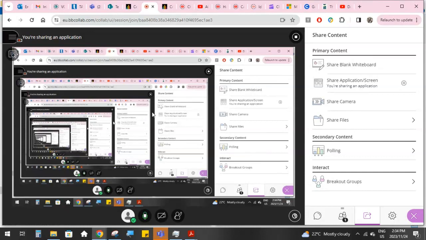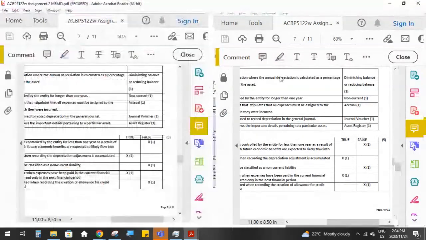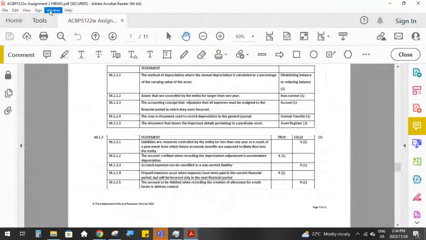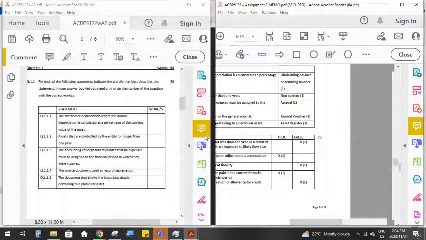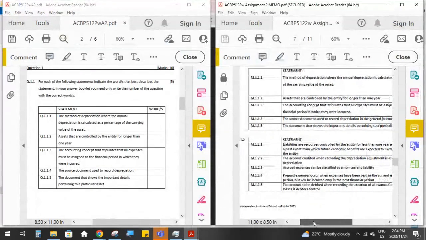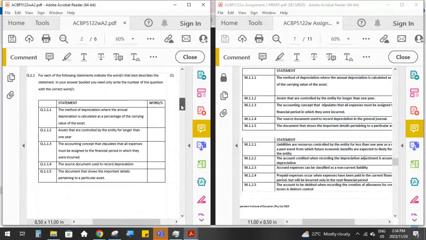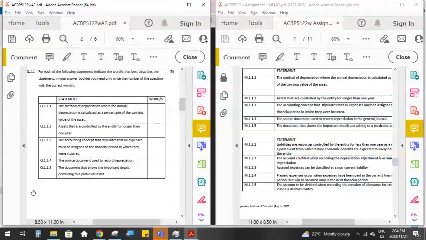Okay, so I'm sharing my screen now. I'm just going to go across to the file. Okay, so on the left-hand side is the question paper, and on the right-hand side, we've got the memo. So you can follow along like that. So let's go.